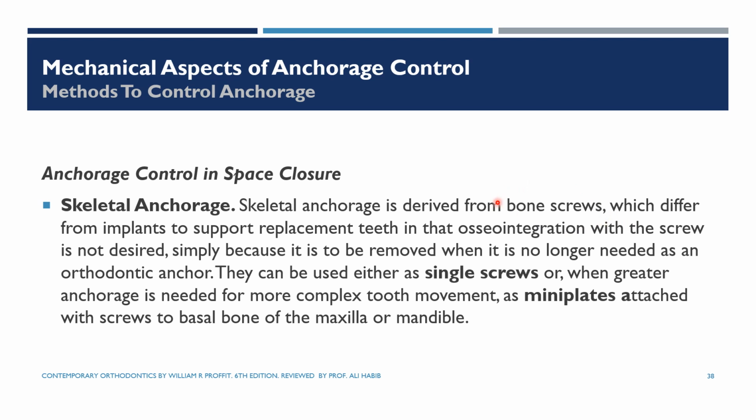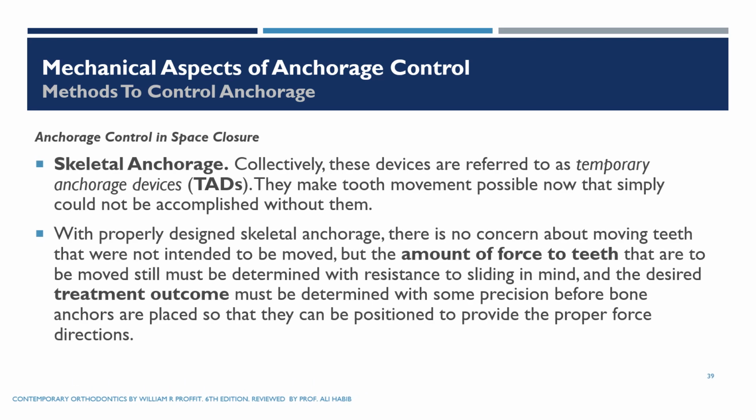we have two types of bone screws: either mini screws that we are familiar with, and also mini plates that are attached with screws to basal bone of the maxilla or the mandible. Like in the maxilla, you can attach them to the zygomatic buttress bone or malar bone opposite to first molar, and in the mandible, we can attach it also to the basal bone of the mandible. These devices are collectively called temporary anchorage devices, which include mini screws as well as mini plates.